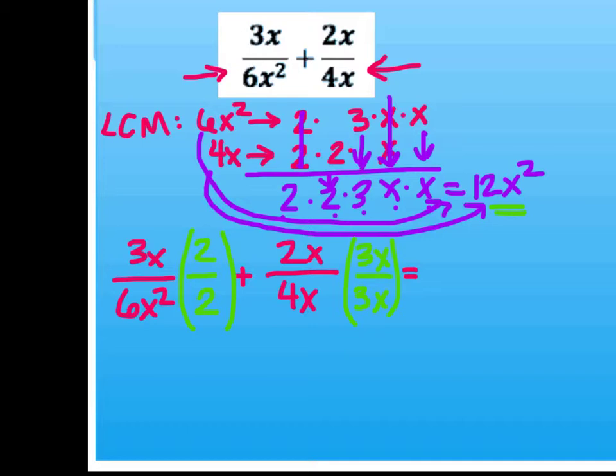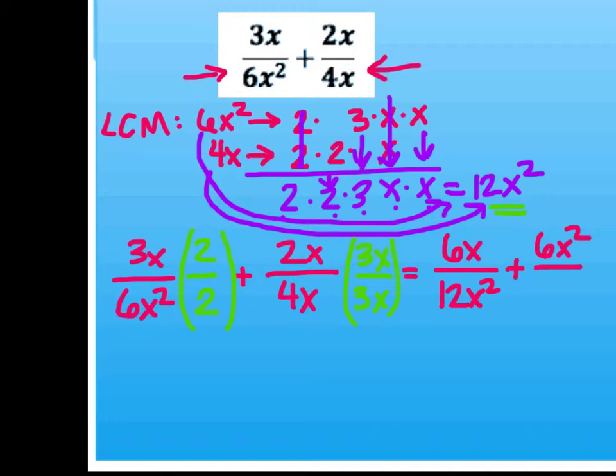Now, let's do a little bit of multiplication to simplify all of this a little bit. We have 3x times 2, that becomes 6x. We have 6x squared times 2, which becomes 12x squared, exactly what we want. We have 2x times 3x, which is 6x squared.